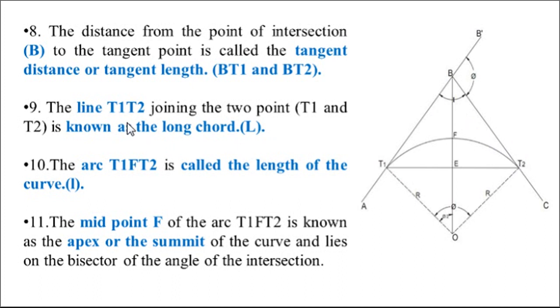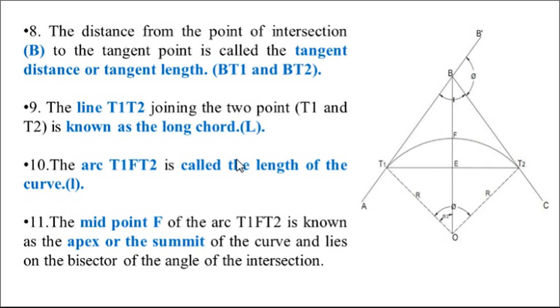Next, the line T1T2 joining the two points T1 and T2 is known as the chord length or long chord L. This is point T1, this is point T2, and these two points are joined by this straight line called the long chord, denoted by capital L. Next, the arc T1FT2 is called the length of the curve, and it is denoted by small l.